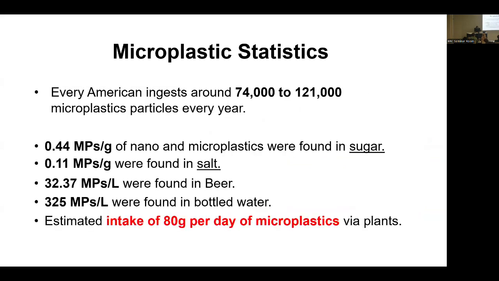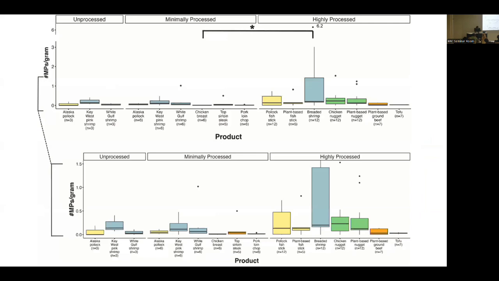And again, some microplastic statistics. About 44 microplastics per gram of nano were found in sugar, 0.11 in salt, 32.37 in beer, and 325 in bottled water. And it's estimated intake of 80 grams per day of microplastics via plants. So I'm a vegan, so I'm still getting my daily dose of these microplastics. So no problem there.